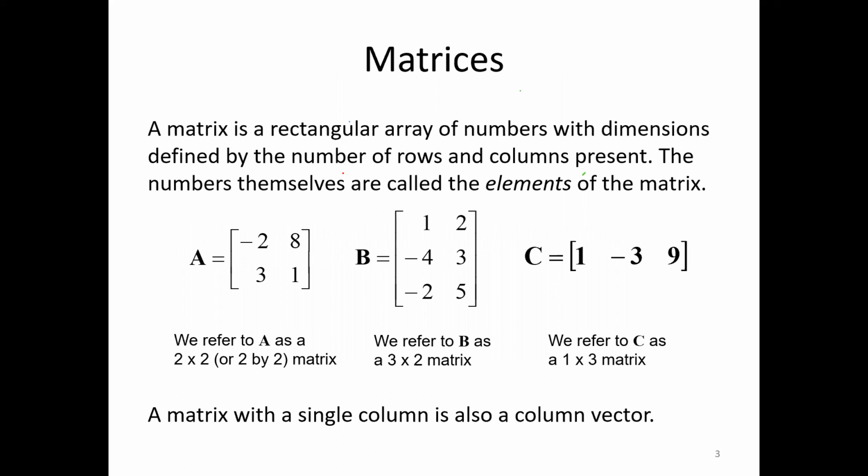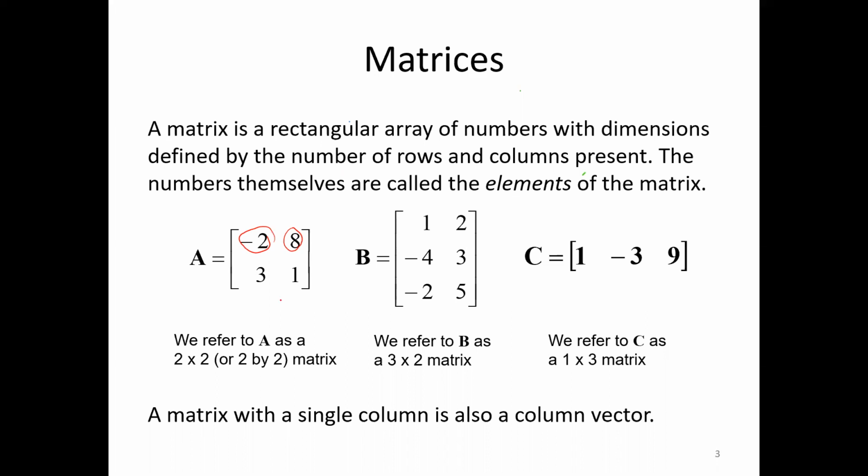A matrix, the definition of the matrix, is a rectangular array of numbers with dimensions divided by the number of rows and columns present. So basically, it just means we refer to the matrix by giving the number of rows first and then the columns. The numbers themselves are called the elements of the matrix. So each number inside the matrix here is called an element of the matrix.